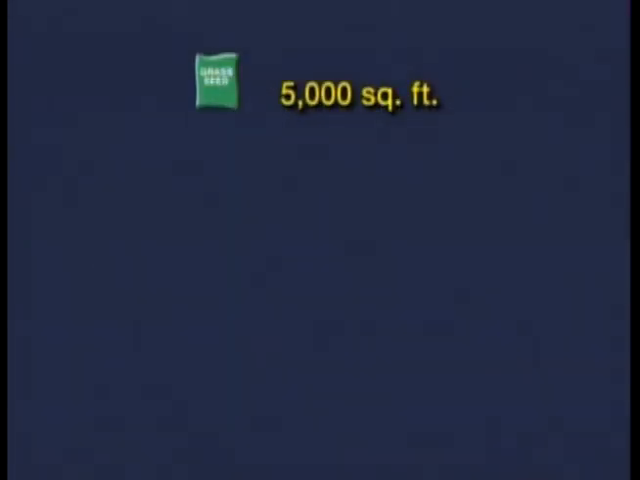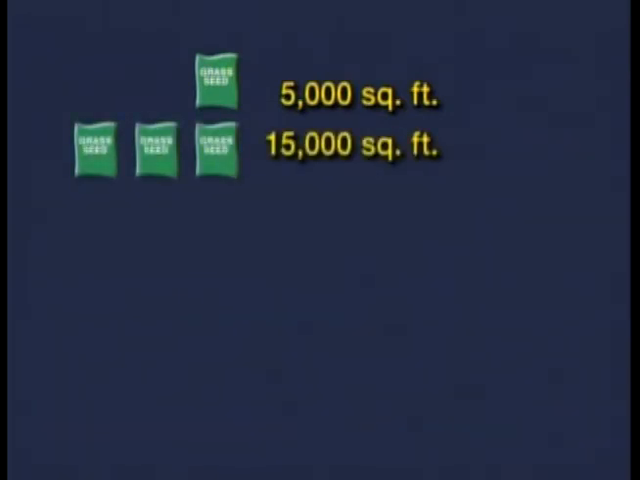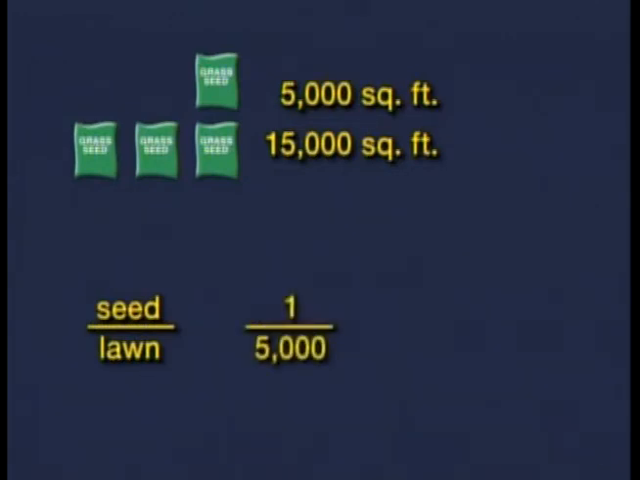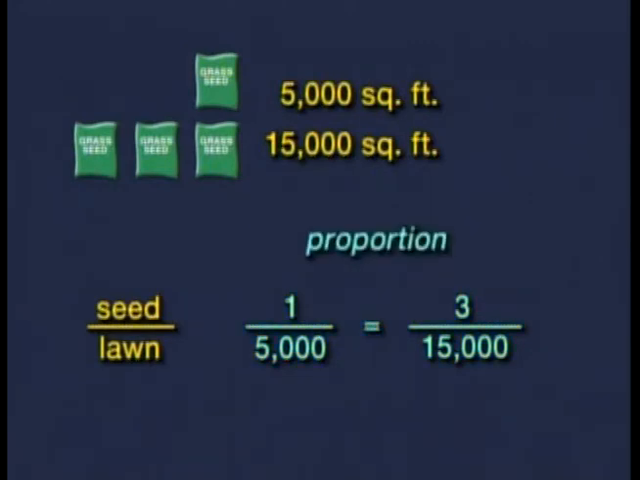Here's another way to use ratios. Suppose 1 bag of grass seed covers 5,000 square feet of lawn. 3 bags will cover 15,000 square feet. Here's the ratio of bags of seed to the amount of lawn covered. Now let's write 2 ratios. 1 bag covers 5,000 square feet. 3 bags cover 15,000 square feet. There are 2 equal ratios here. This is called a proportion. 1/5,000 is equal to 3/15,000.